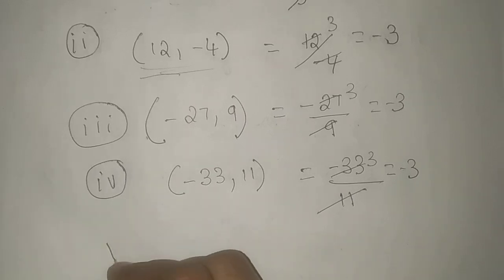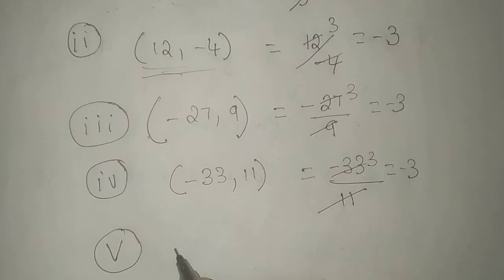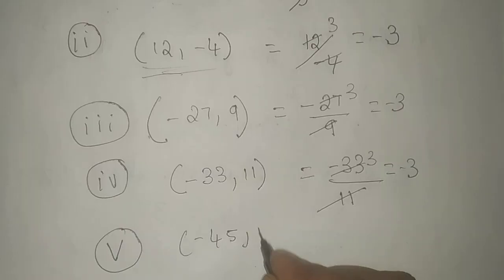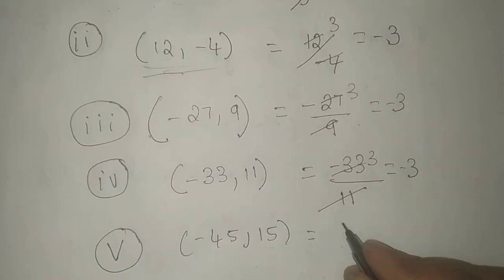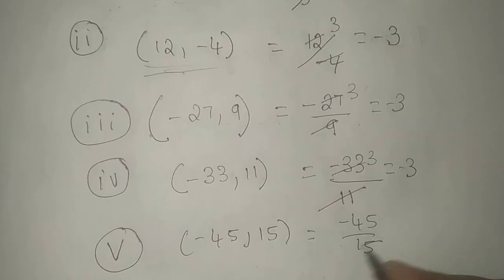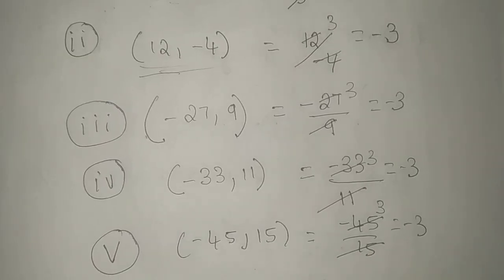Then the last, fifth one. The fifth one is minus 45 and 15. Therefore, minus 45 by 15. 15 ones are 15, 15 threes are 45, so it is equal to minus 3.